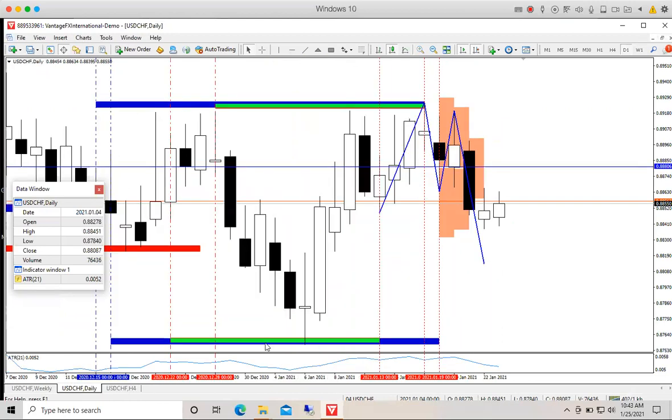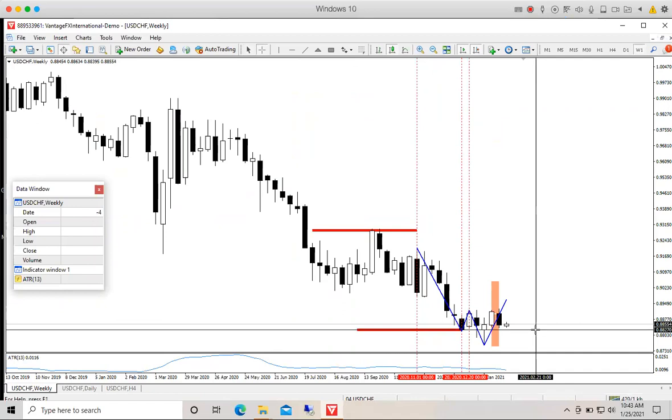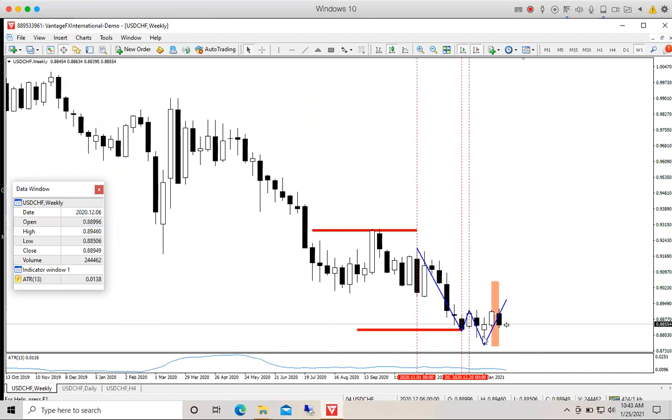Dollar Swiss, our usual sort of mirror image of the Euro USD. In this case, however, it's failed to break below the support level. So we did have an attempted breakout here, and as a result of that, we were able to look to take a bullish trade on an overlay.